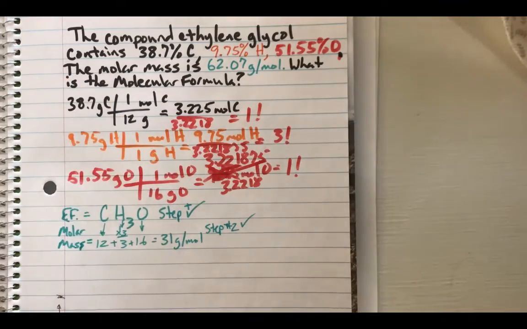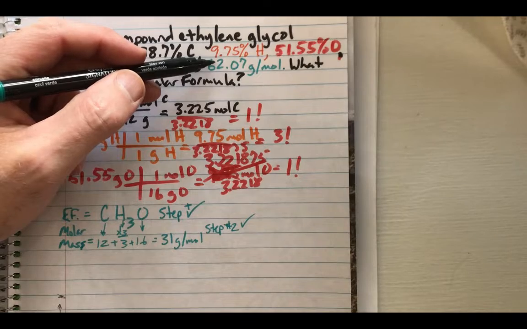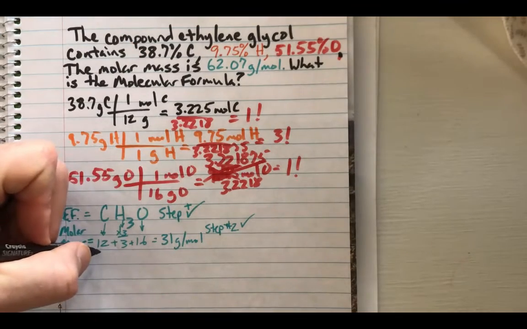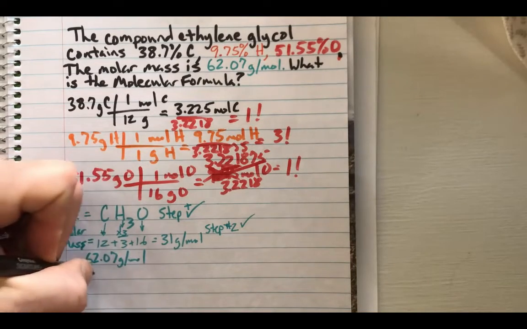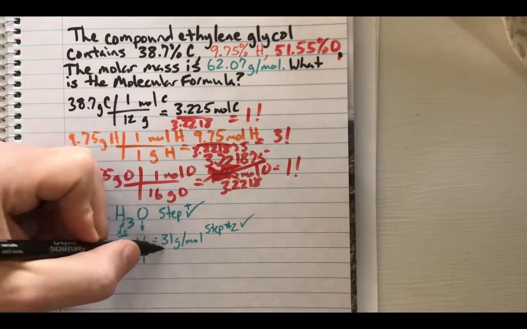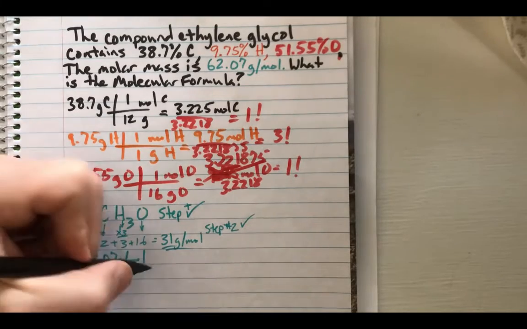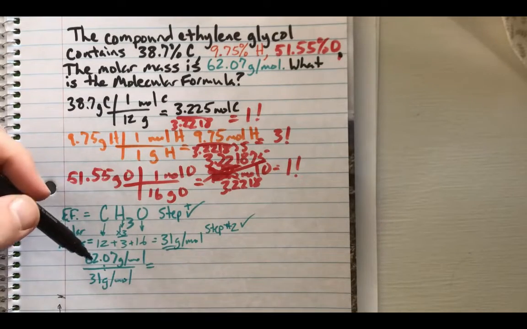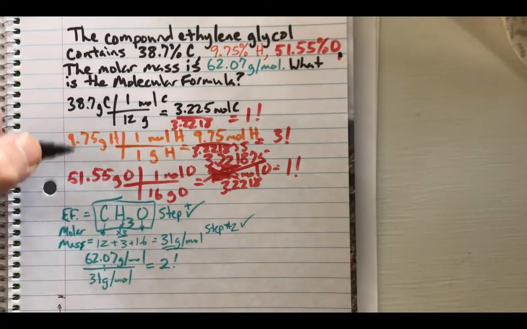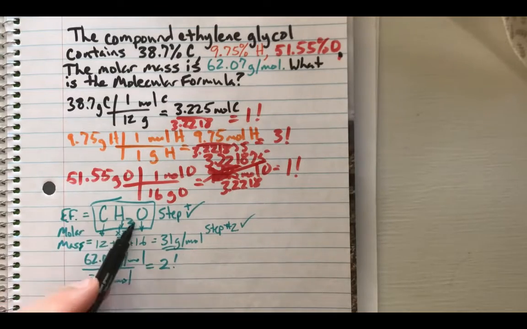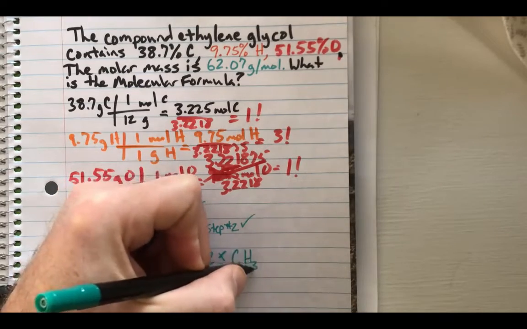Well, the given amount that they give me in the equation is 62.07. So I take 62.07 grams per mole, and I'm going to divide it by the molar mass I just figured out, 31 grams per mole. When we do that, that tells us that we have 2 sets of this empirical formula. So what do I do with this value? I multiply this by 2. So think of it this way, 2 sets of CH3O.